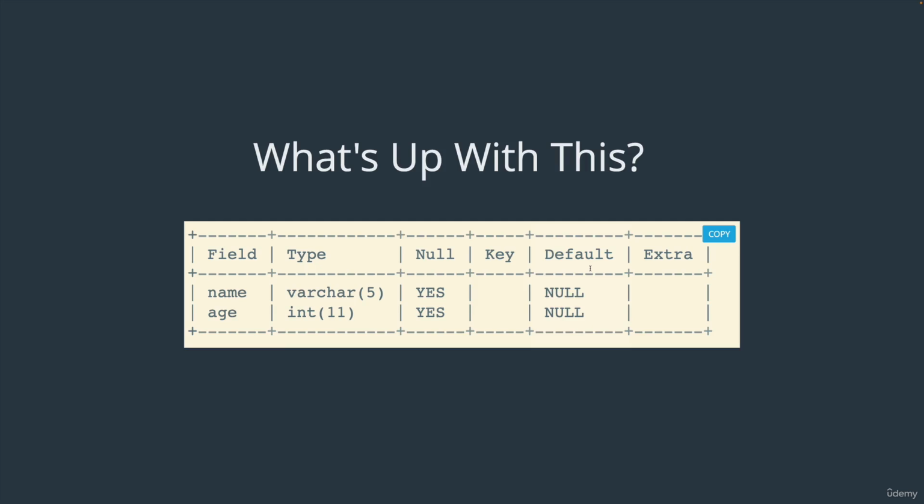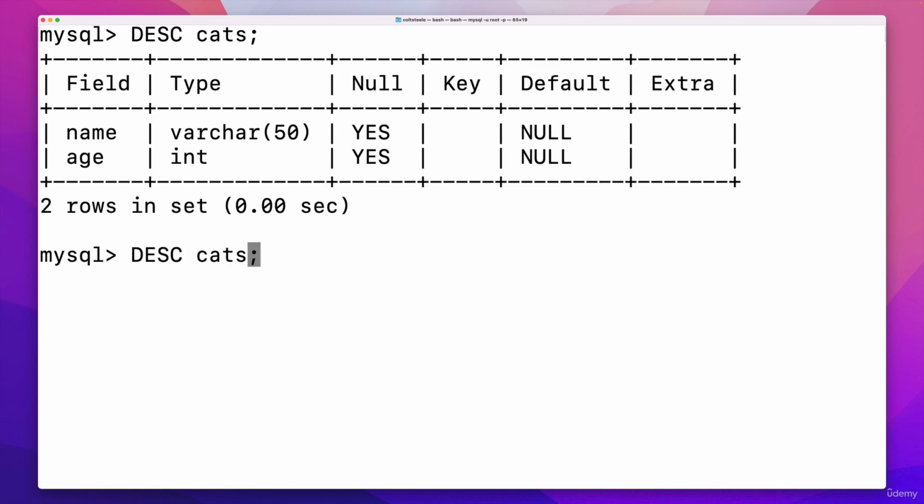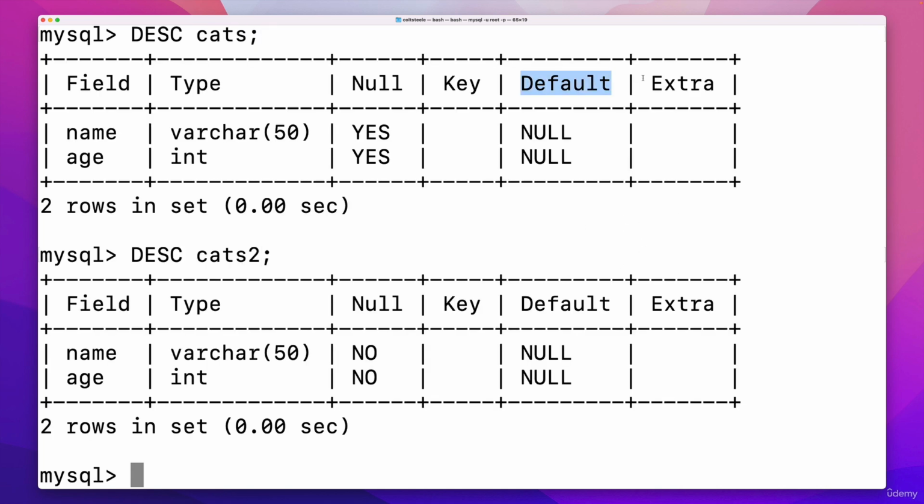All right, next we're going to talk about default values. As we saw when I describe any of our tables so far, describe cats, cats2, we have this default column here that describes the default values present for a column. Kind of a confusing sentence, but essentially there is no default value for name or age. Same thing with cats2, there's no default value. But we can change that.